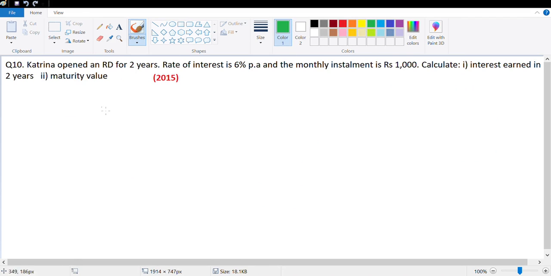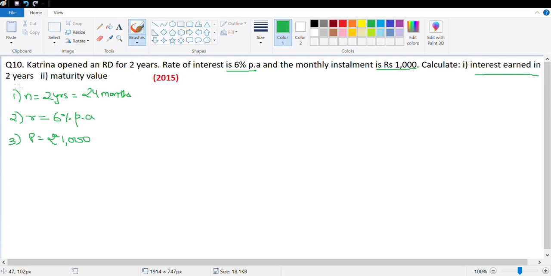Question number 10 says Katrina opened an RD for 2 years. So N is given equal to 2 years, which is basically 24 months. Rate of interest is 6% per annum. R is equal to 6% per annum. Monthly installment rupees 1000. Principal is equal to rupees 1000. Calculate interest earned in 2 years and the maturity value. And this is a question from your 2015 board. So what we need to calculate is the interest earned and the maturity value.